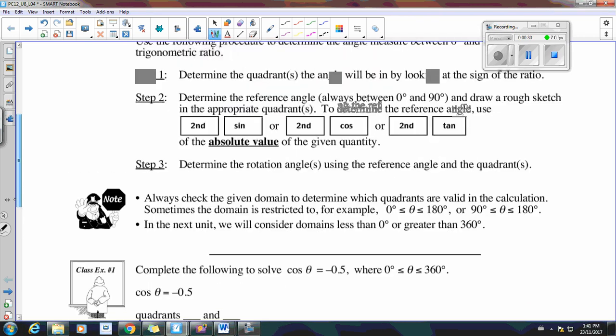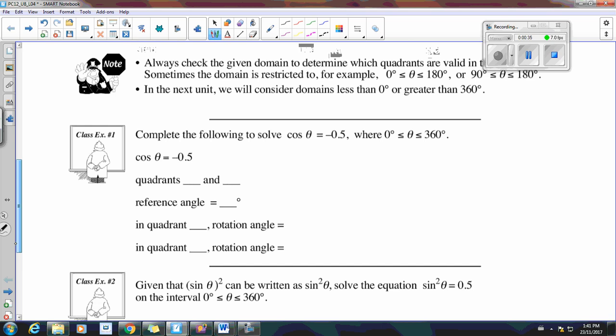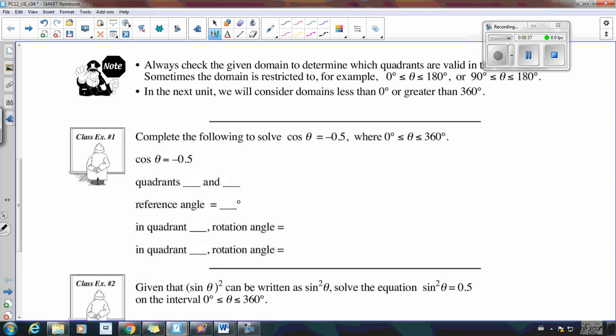Again, you need to make sure you're in the correct mode. If you're looking for the angle in degrees, make sure you're in degree mode. If you're looking for the angle in radians, make sure you're in radian mode, or calculate it in degrees and then convert it to radians. But we're going to work in degrees when it wants us to and radians when it wants us to, just for the examples.